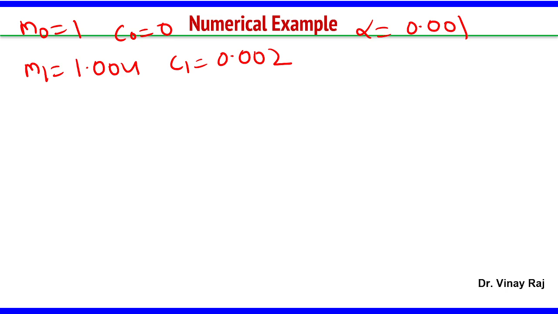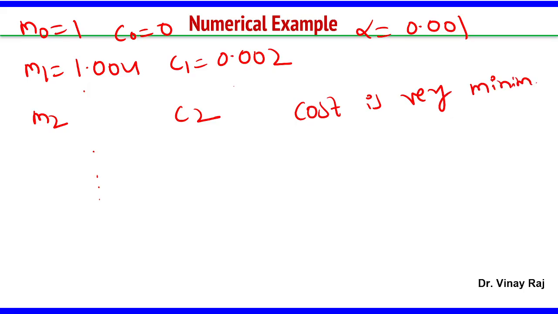In the next iteration, you have to repeat the same process. We use these m1 and c1 values to find out m2 and c2, and keep doing this. How long do we have to do that? Until the value of the cost function is very minimal. So you have to keep calculating the cost value always. With m and c, what is the cost value? With m1 c1, what is the cost value?